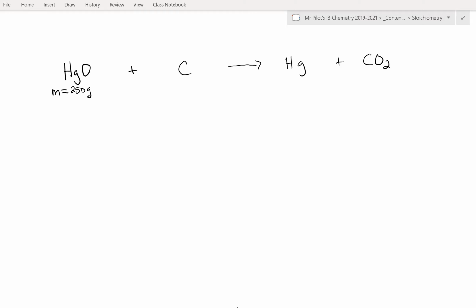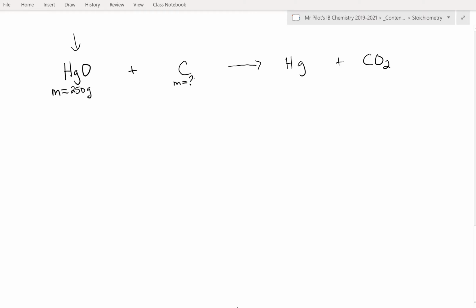This is mercury oxide right here. Also a form of mineral called calx, and it's possible to separate the oxygen off the mercury by reacting it with carbon in what we call a smelting reaction. We'll say in this case we have 250 grams of mercury oxide, mercury 2 oxide, and we want to determine, maybe in this case, number one, the mass of carbon that we would need.